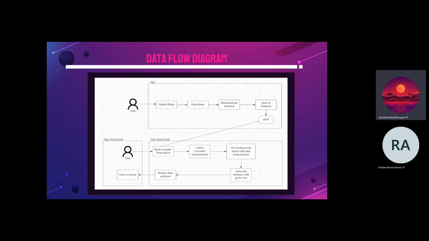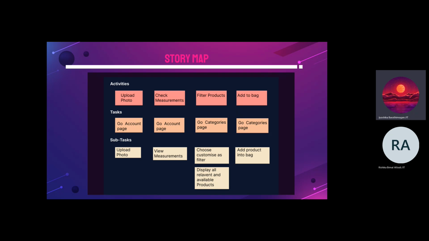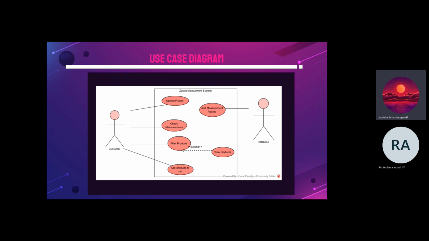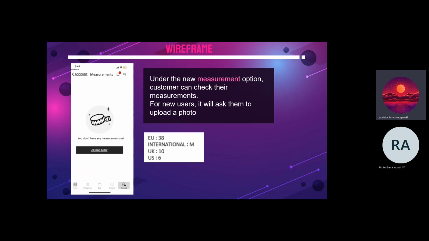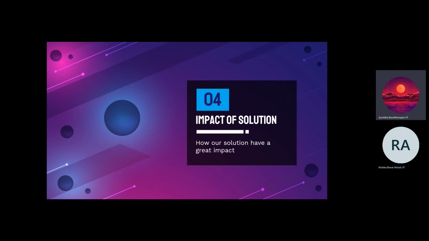When browsing for a product, the system gets all the products that match the user's measurements and auto-selects the product size for them. Then it finally displays all the available and relevant products for customers to purchase. Moving on, this is our simplified story map and our use case diagram. Next, this is our wireframe and its functionality explained in detail.